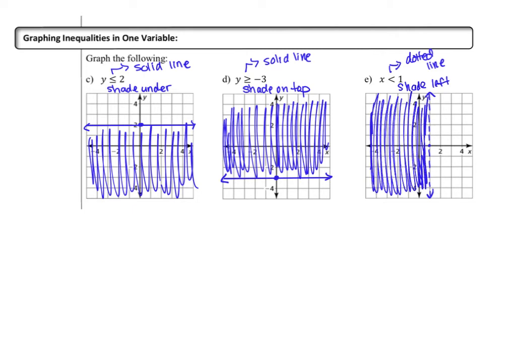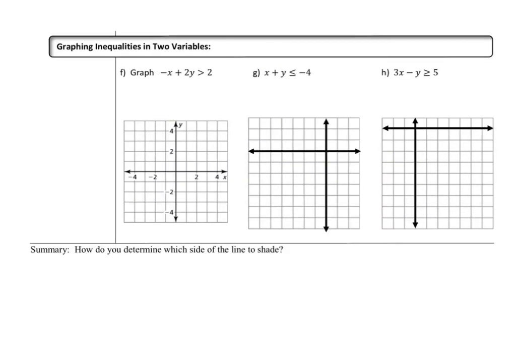We're not going to shade over here because these numbers here are greater than 1, and we want to shade everything that's less than 1. So you're going to shade on the left. Now we're going to practice graphing lines with 2 variables.